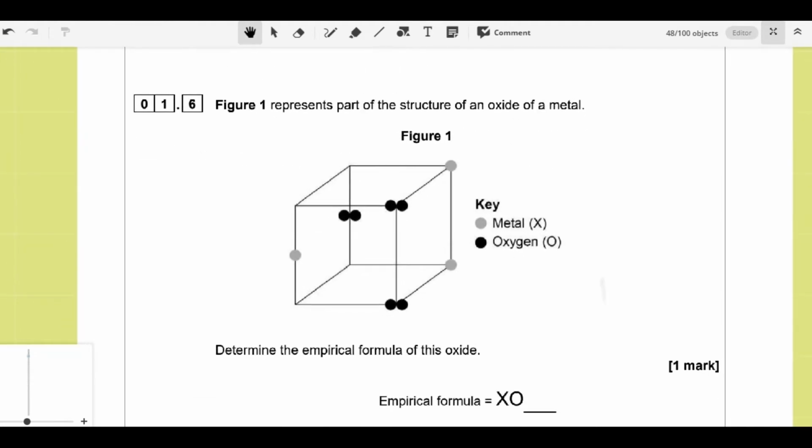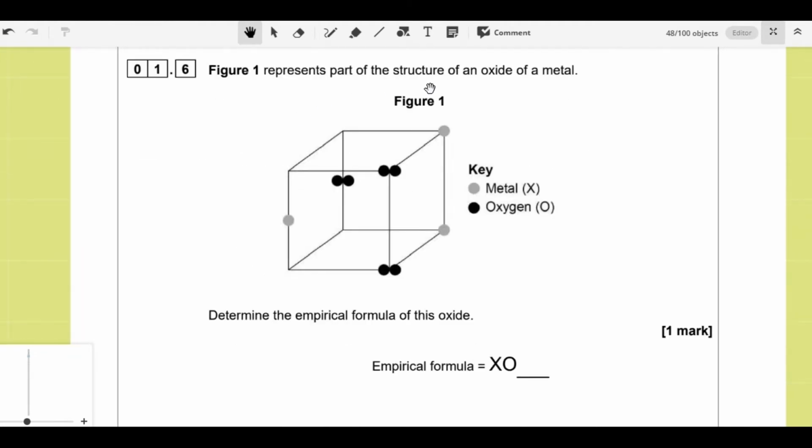Next question, Figure 1 represents part of the structure of an oxide of a metal. Here you have to see the metal is X and oxygen is the dark black circle. You can see each gray atom is bonded with two oxygens, and to determine the empirical formula, it would be one metal and two oxygen, so it will be XO2.